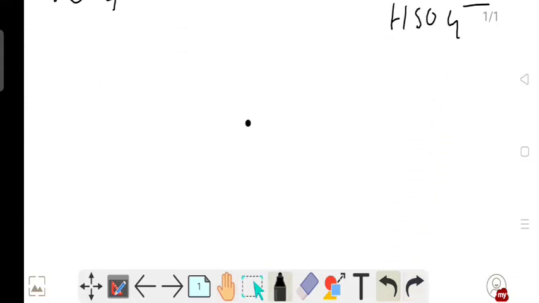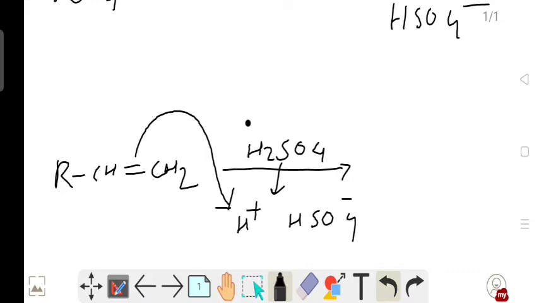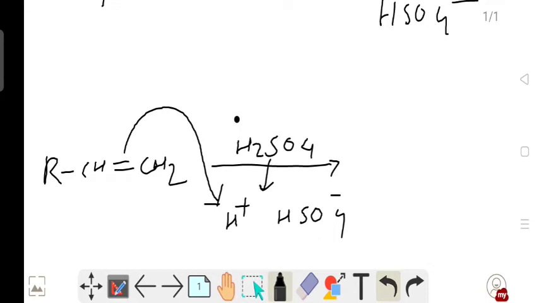So if I take any unsymmetrical alkene, R CH double bond CH2, and use H2SO4 here, what will happen? First, it will dissociate into H plus and HSO4 minus, and you know the reaction goes by electrophilic addition. The double bond first attaches to this H plus ion, and it forms a stable carbocation. Stable carbocation means R CH plus CH3. Only then will it form a stable, that means a 2-degree, carbocation.